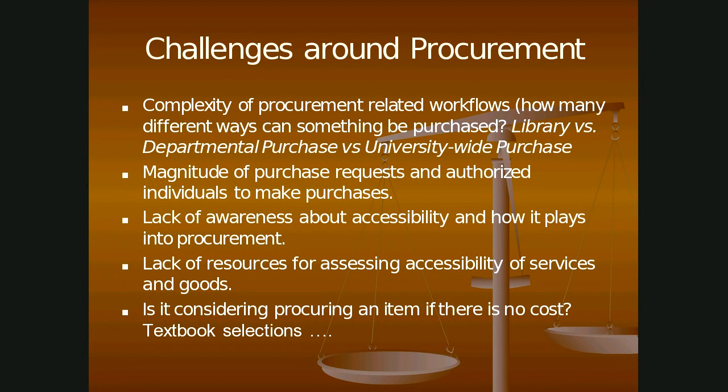So the procurement itself, it's a very large animal because there's a lot of different workflows. Your departmental purchases versus your university-wide purchases versus your library. So looking at your learning management system, that would be a university-wide purchase. Your library would be your databases. What are you doing to ensure that your databases are accessible? So the faculty that are selecting journal articles are selecting accessible journal articles.